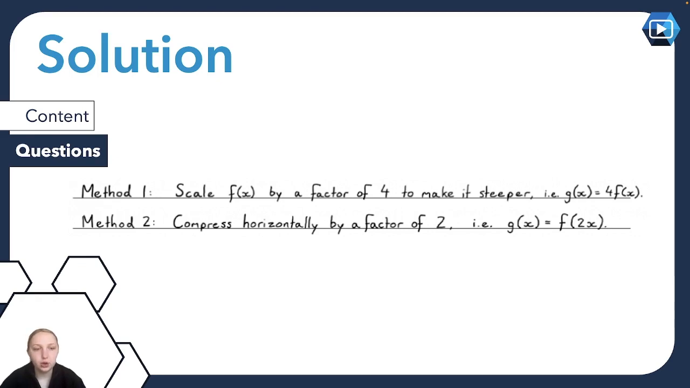Or the second method you could use is to compress horizontally by a factor of 2, where you'd get f(2x), and then once you square all that, you'd get 4x squared. So that's 2 methods that you could use to turn x squared into 4x squared.